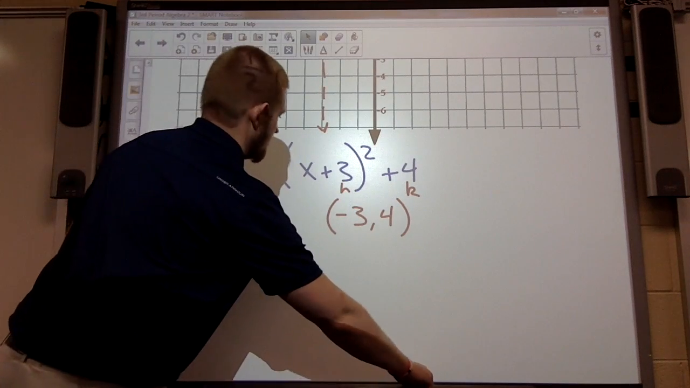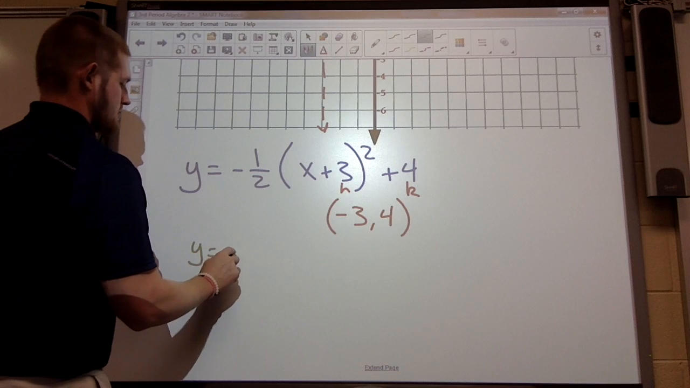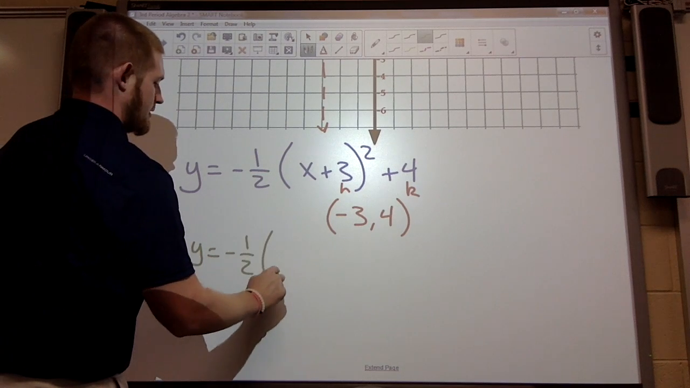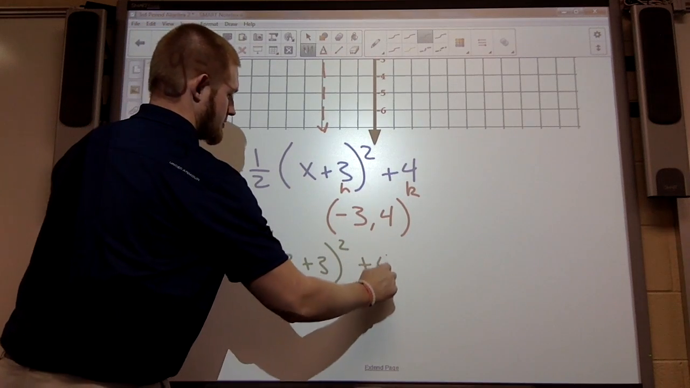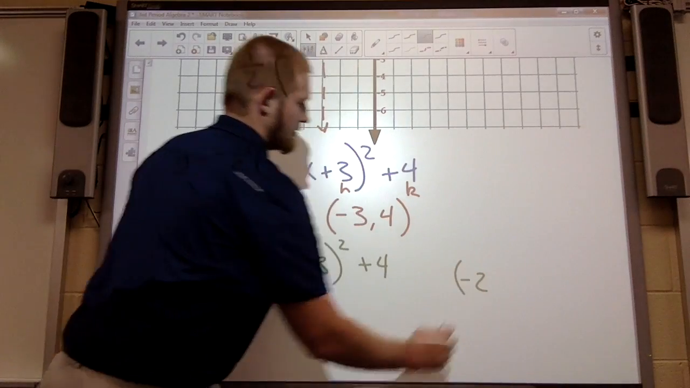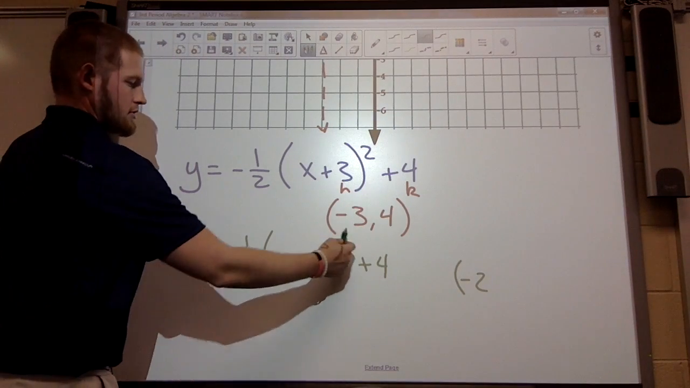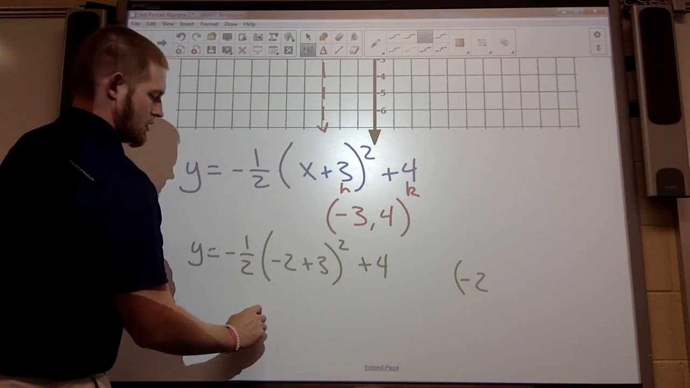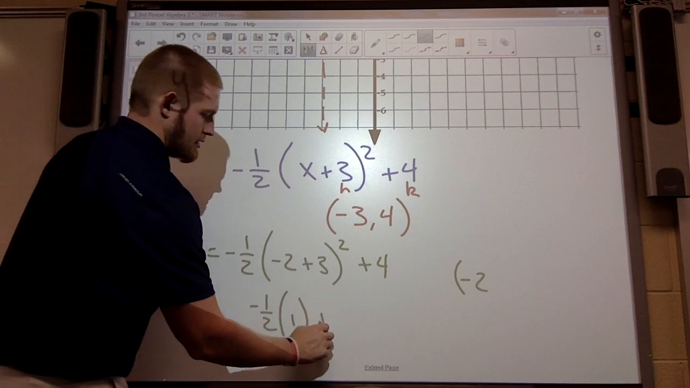Alright, plug them in, figure out what your y value is. So y equals negative 1/2, negative 2 plus 3 squared plus 4. Okay, remember I chose negative 2 as my x value. Negative 2 plus 3 is 1. Squared is 1, so I have negative 1/2 times 1 plus 4.